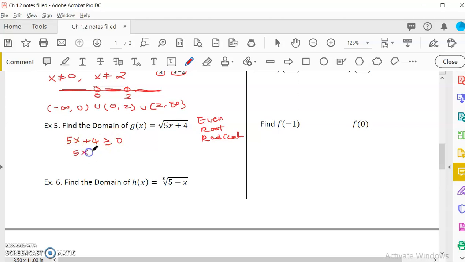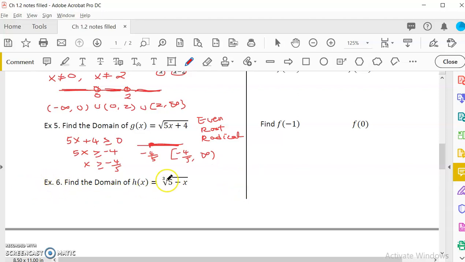So 5x is greater than or equal to negative 4. x is greater than or equal to negative 4 over 5. Okay, so on a number line, you have negative 4 over 5. All the inputs have to be greater than this, including this number. So you would use the square bracket, negative 4 over 5, and all the way to infinity.